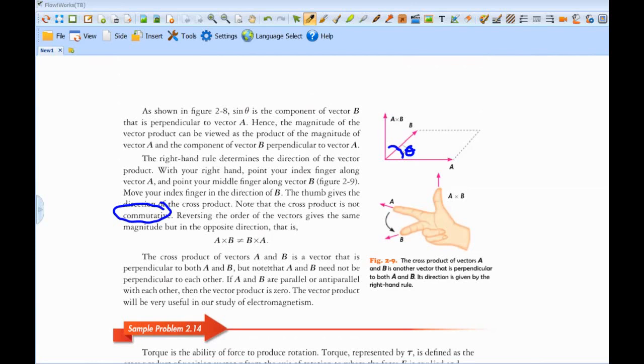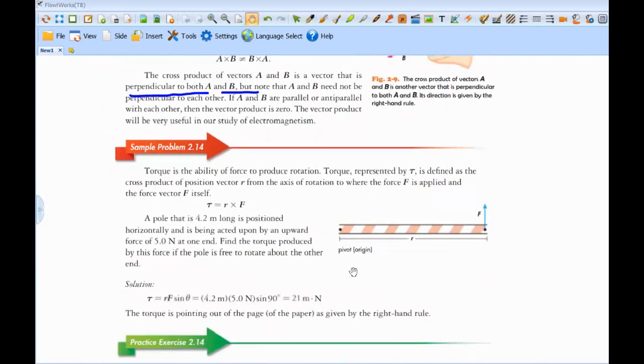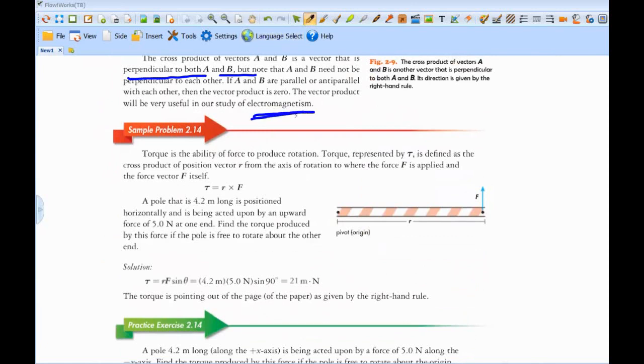The cross product of vectors A and B is a vector that is perpendicular to both A and B, but note that A and B need not be perpendicular to each other. If A and B are parallel or anti-parallel with each other, then the vector product is 0. The vector product will be very useful in our study of electromagnetism, so we will use that right-hand rule when we go on to electromagnetism. There is a coil of wire that will actually be used on those.